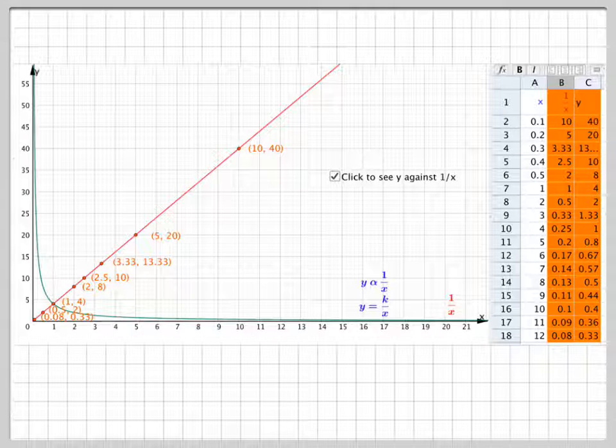Okay, so we can relate variation to straight line graphs. I hope you've understood, and again, the GeoGebra applet link will be in the notes of the video.